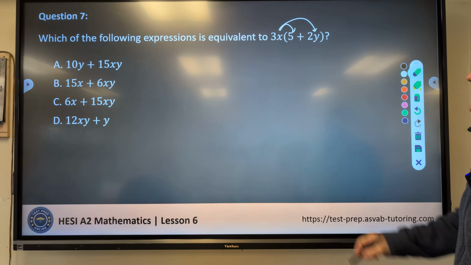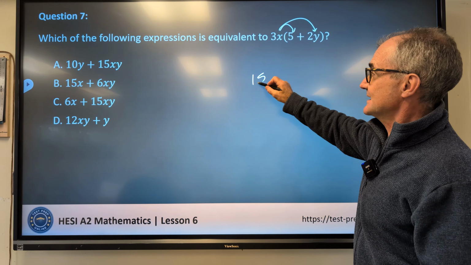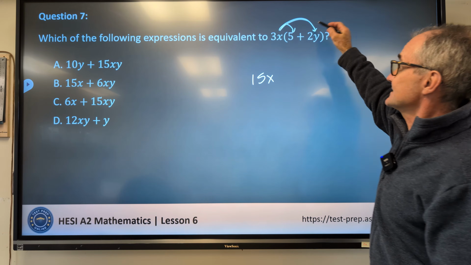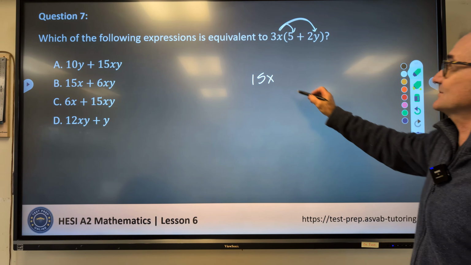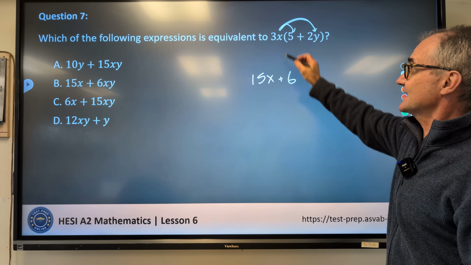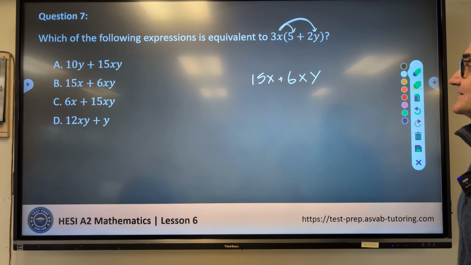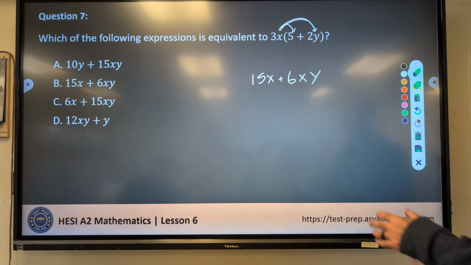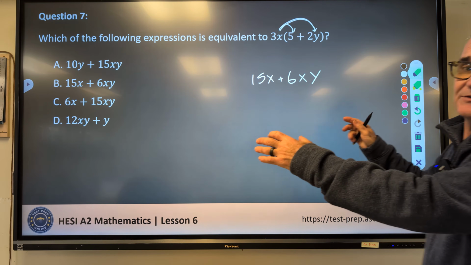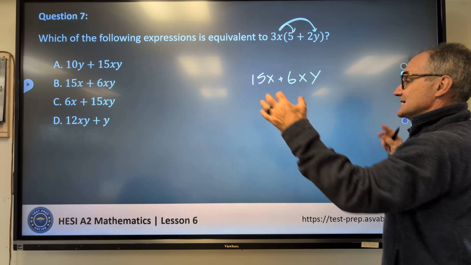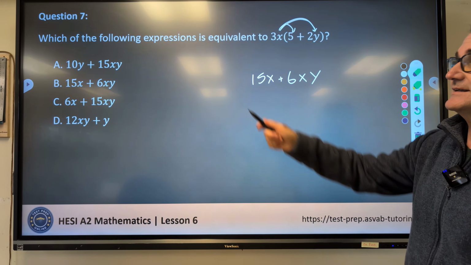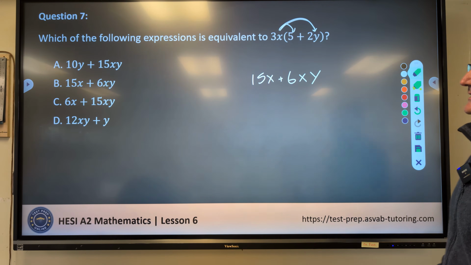So I have 3x times 5, 15x. And then 3x times that second term, 3 times 2 is 6. I have that x and that y. So I have 15x plus 6xy. They are dissimilar terms. This is an apple, this is an orange. I cannot add them together. Correct answer, answer B right there.